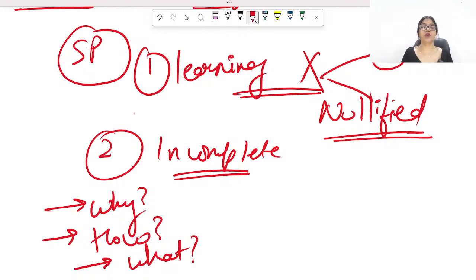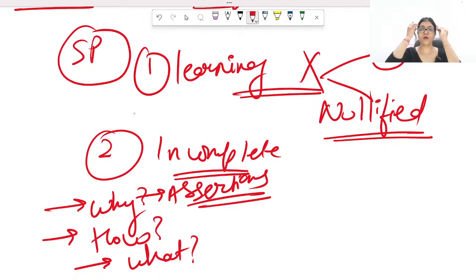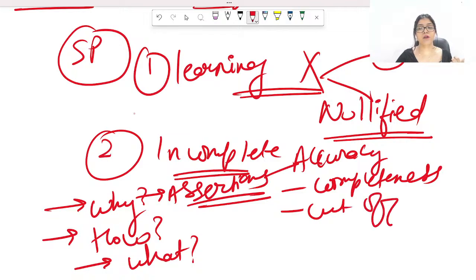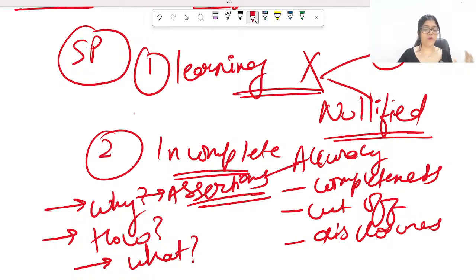Sometimes students miss on writing why, which is basically writing the assertions. Now assertions are also very, very important when it comes to substantive procedures. Assertions like accuracy, completeness, cutoff, disclosures, anything on any of the assertions that we usually follow.